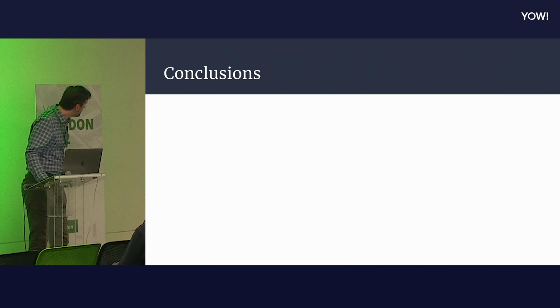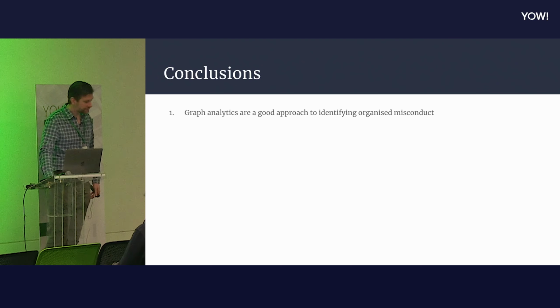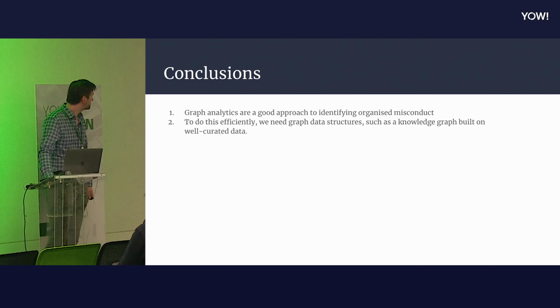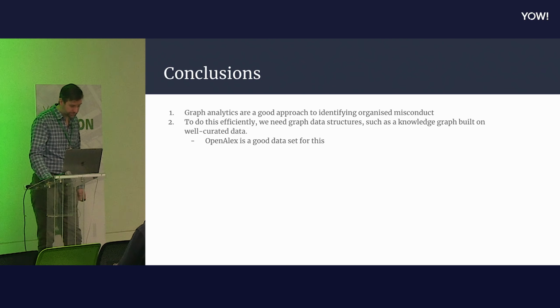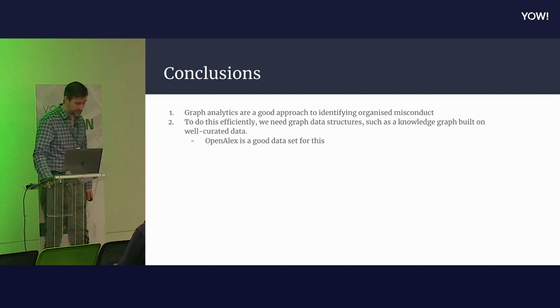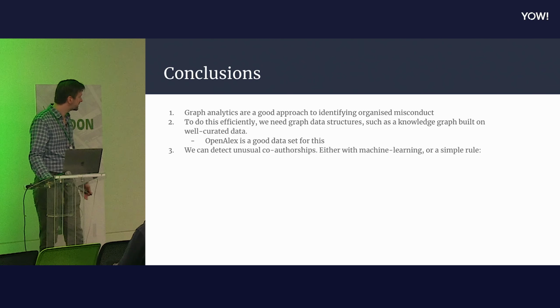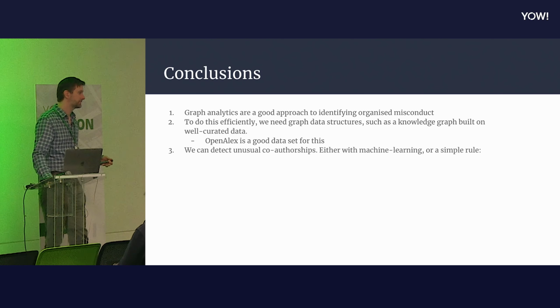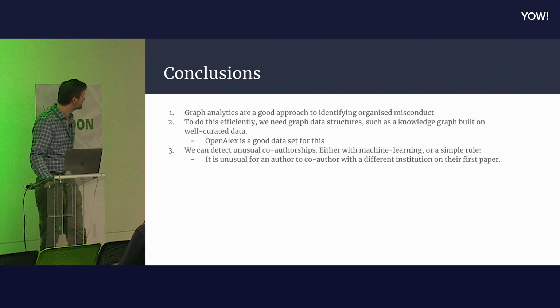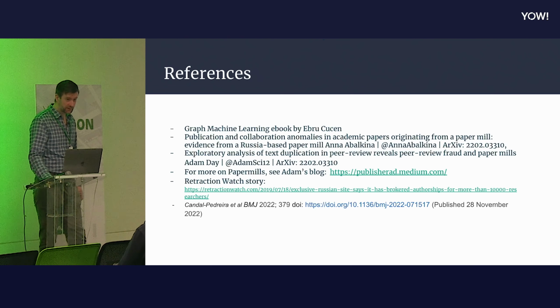So in summary, we found that graph analytics are a good approach to identifying organized misconduct, both in this project and in others. To do it well, you need to have graph data structures, such as a knowledge graph built on well-curated data. OpenAlex is a good data set for this. And finally, we found that we could identify these unusual co-authorships. And that can be done with machine learning, but actually it turns out that we have this simple rule that works almost as well. Thank you very much.